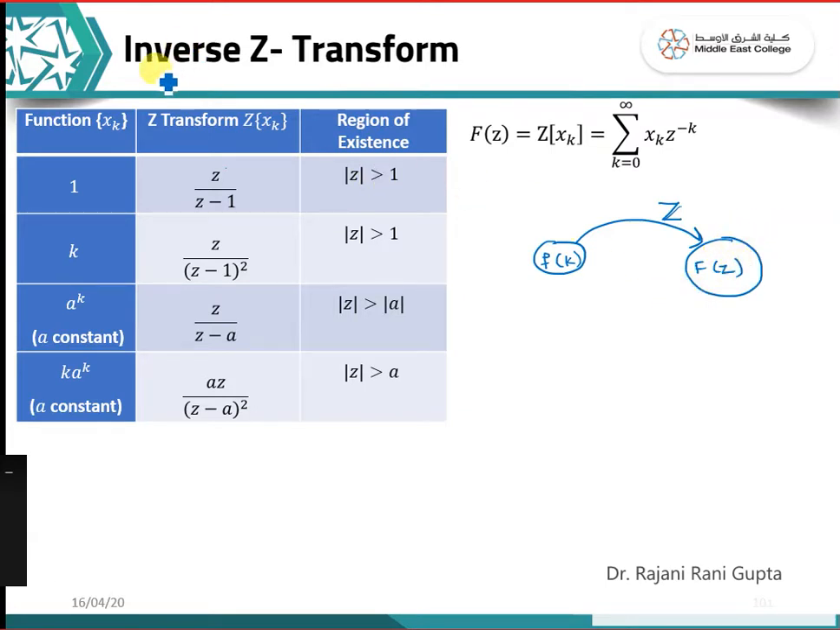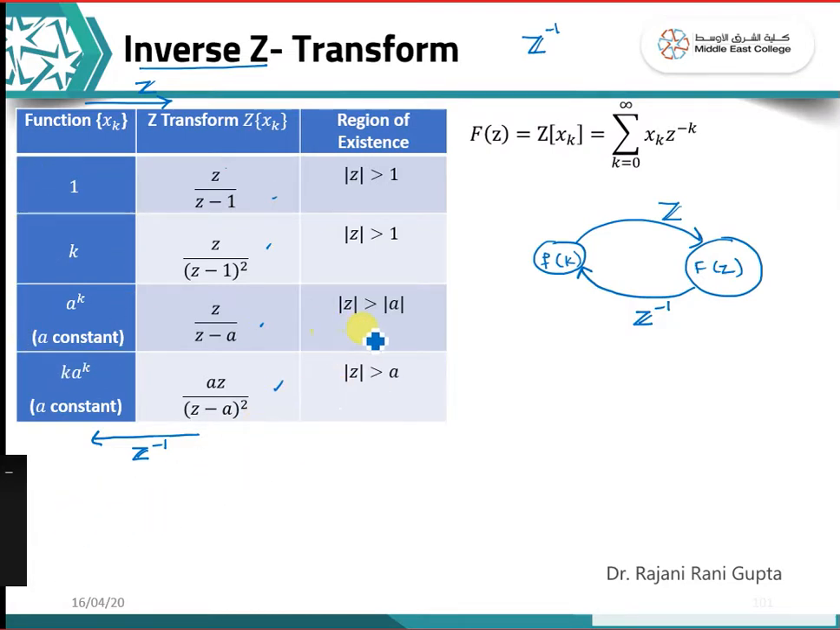Now we apply the inverse Z transform, which we denote by Z to the power minus 1, to convert the function of Z to the function of k. It means we want to return to the original function, so we apply the inverse Z operator on that. When we are working on the Z transform, we work from left to right in the table. When we work on the inverse Z transform, we use the table from right to left. It means we will look for the functions in the corresponding answer column.